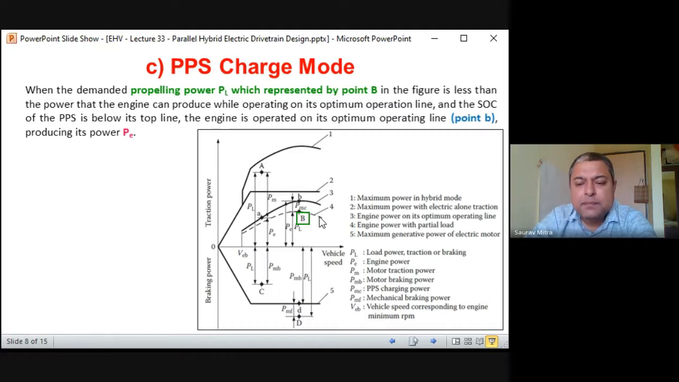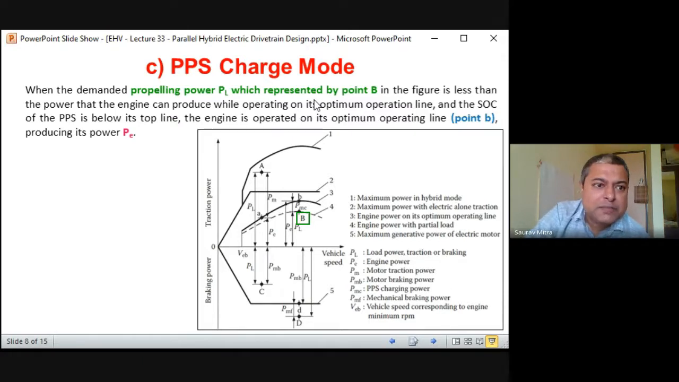What is meant by that? That means whatever engine power is produced, that much power. I told you that if 100 watts is being produced by the engine and 80 watts is required by the PL, where does the remaining 20 watts go? It goes to charge the PPS. So this is that thing.